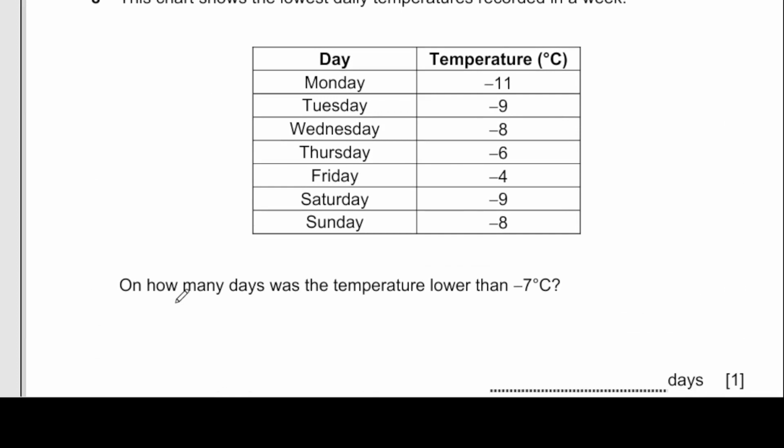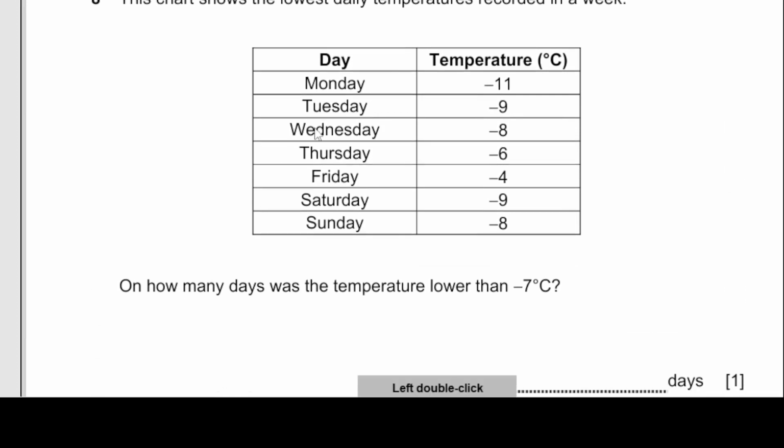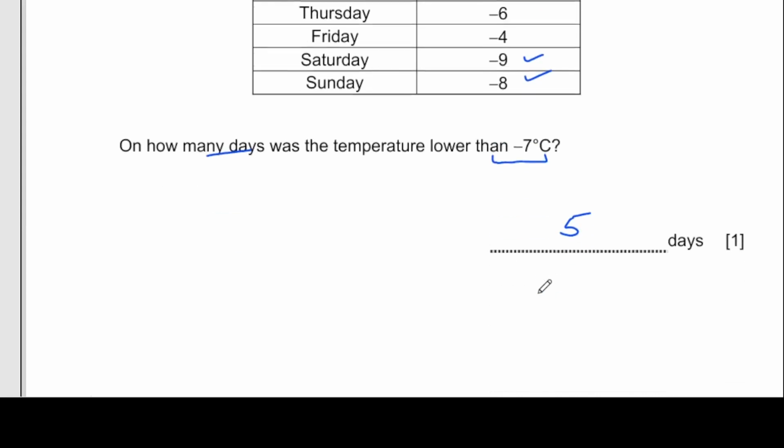Now this chart shows the lowest daily temperature recorded in a week. On how many days was the temperature lower than -7 degrees? So lower than -7 degrees is here -11, -9, -8, and then we have again -9 and -8. So there are 5 days when the temperature is lower than -7.